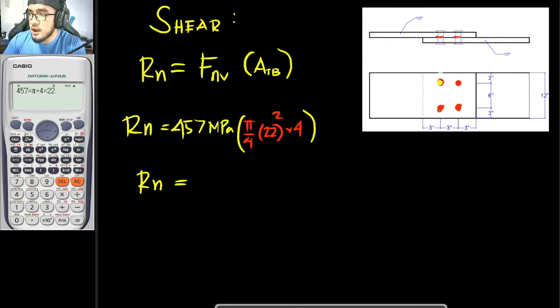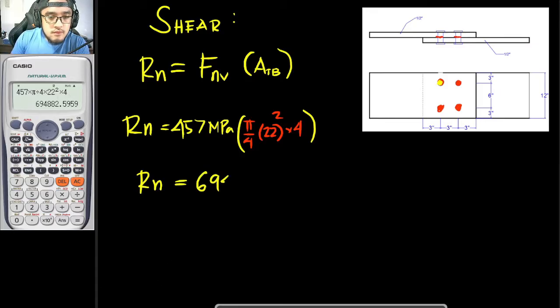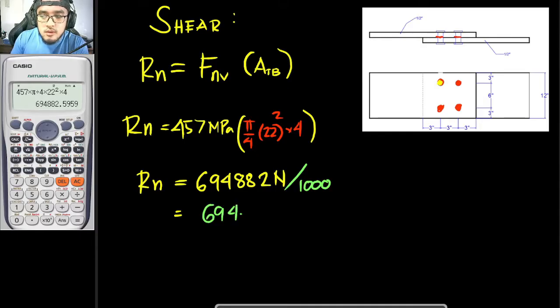Wait lang guys, naghang yung aking calculator. Ayun, okay. 22 squared times 4. So our answer here is to be equal to 694,882 newtons. So converting this to kilonewtons, dividing by 1,000, you would be arriving at 694.882 kilonewton. So that is for our Rn.